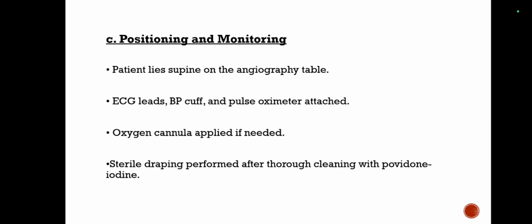Then positioning and monitoring. So after taking the patient inside the cath lab, we ask the patient to lie supine on the angiographic table. Then we need to place the ECG leads, BP cuff, and pulse oximeter on the patient. Then if the patient needs any oxygen cannula, we have to provide that too. Then sterile draping is performed after thorough cleaning with povidone or betadine.